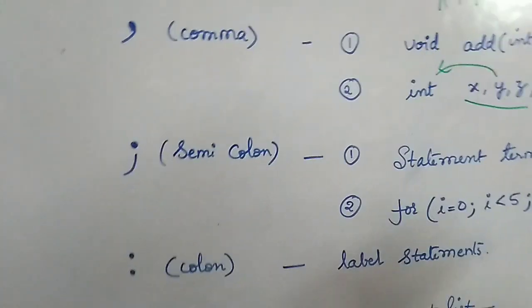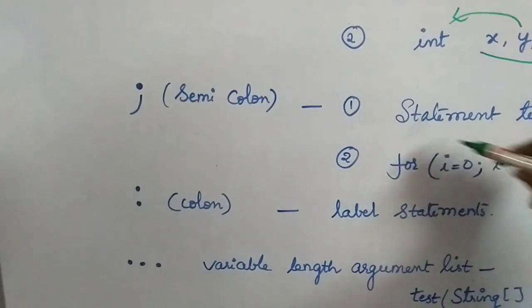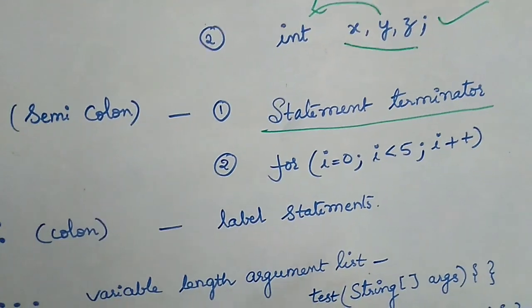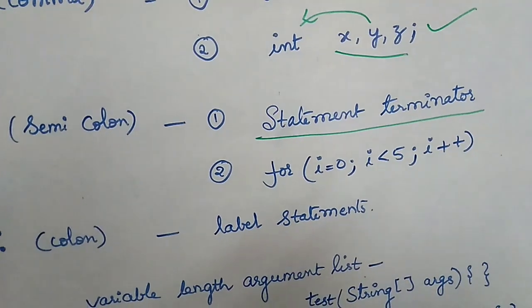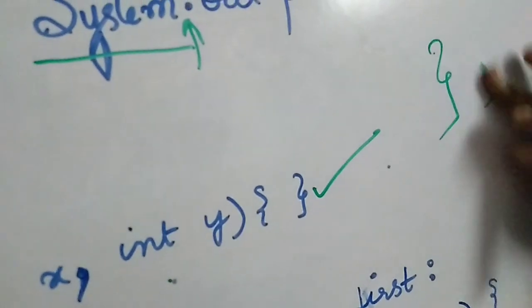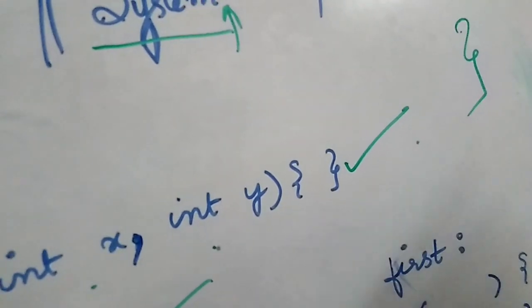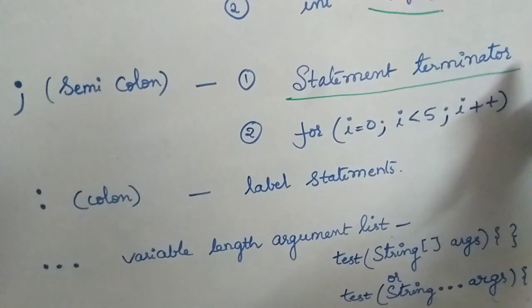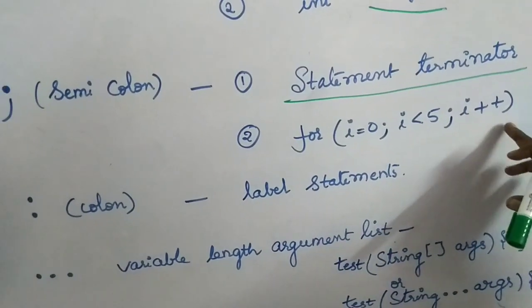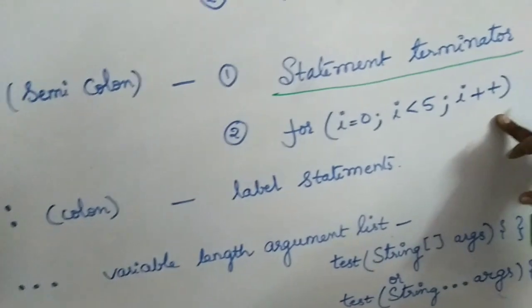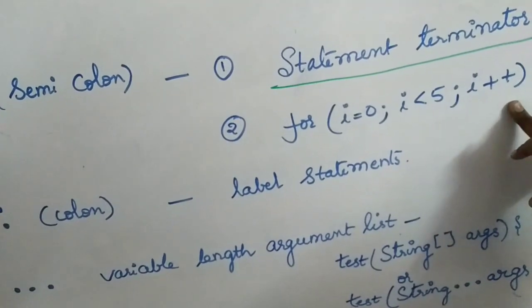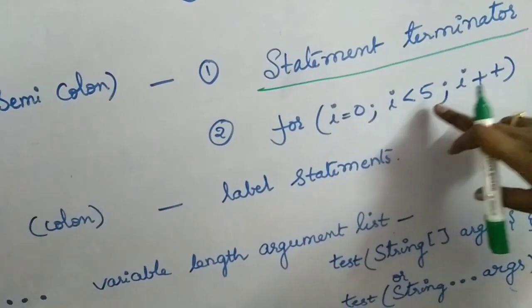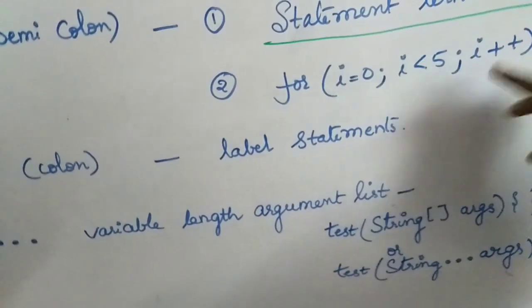Next is semicolon. Okay, if you are familiar with C and C++, then you know that semicolon is called as statement terminator. So whatever statement you write, there should be a semicolon at the end. Remember that for the closing curly bracket, there won't be a semicolon. Okay, so when you are closing the class or when you are closing the method, there won't be any semicolon. But for every other statement, there will be a semicolon. And where else will you be using semicolon? You will be using it inside your for loop to separate the constructs inside the for, separating initialization from the condition and from the increment and decrement. You will be using a semicolon.